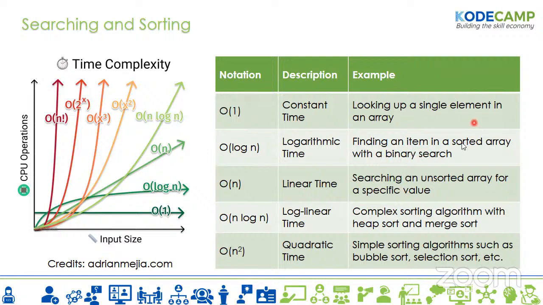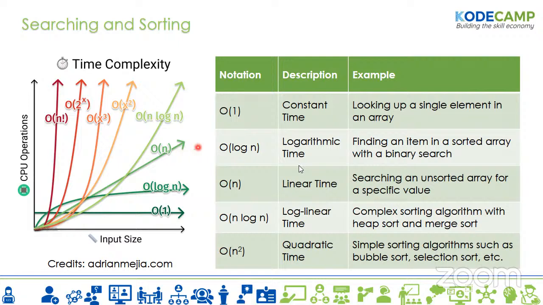So here we've seen this, and one of the key takeaways that I want you to observe is that it says finding an item in a sorted array. Okay, finding an item in a sorted array. Now the next we have is called linear time, and linear time is as you see here.